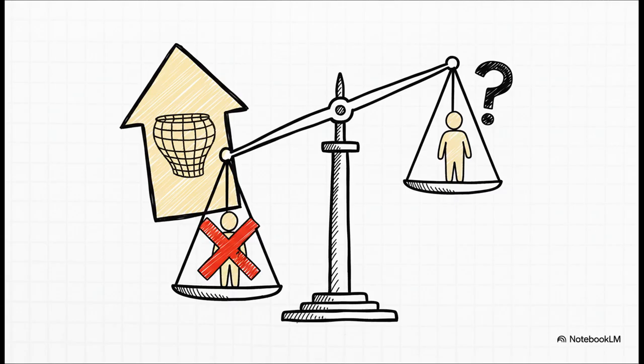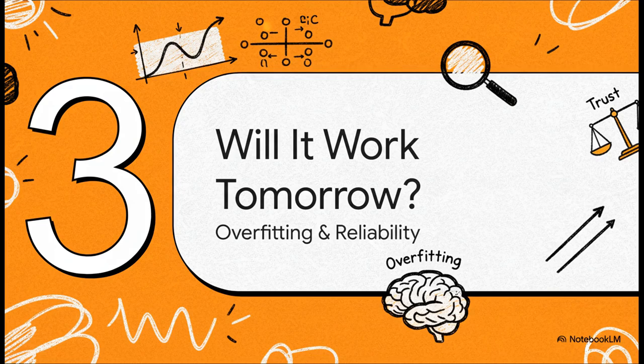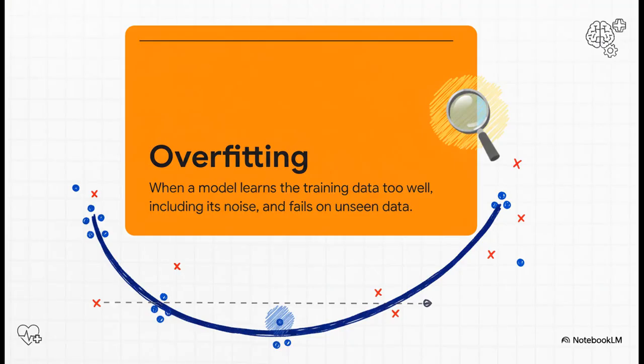So our main goal isn't just generic accuracy, it's to get the highest recall possible. We have to catch every single person with the disease. Okay, so let's say we've tuned our model and the recall is looking great on the data we have. But here's the next big question. Will it work tomorrow on a new patient, on data it has never, ever seen before? This is where we run into the huge problem of overfitting.